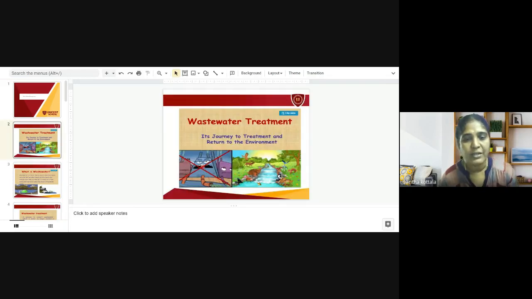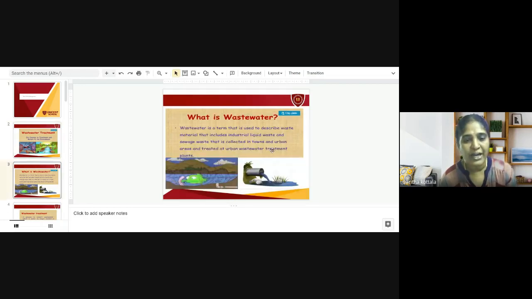To begin with, wastewater treatment is nothing but a journey of treatment and return back to the environment. We have learned about the water cycle, where we use water and it is returned back to the environment. Similarly, this wastewater can also be returned back to the environment. How can we do that?